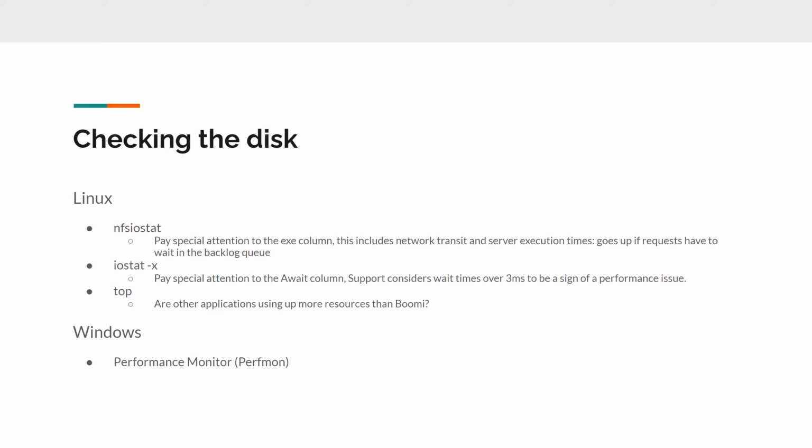On Windows, it's a little bit simpler. Performance Monitor, or perfmon, is going to be your main way to go. Also, obviously, check Task Manager to look for other tasks.